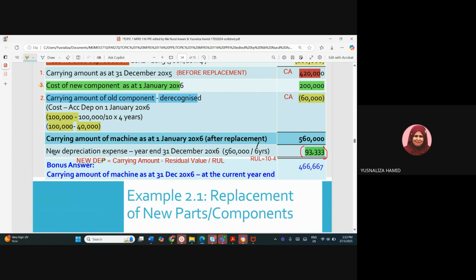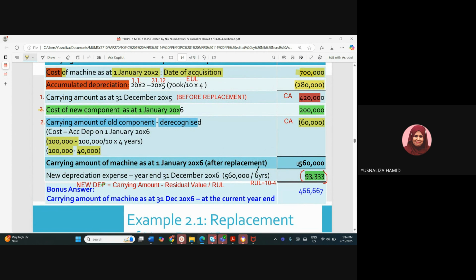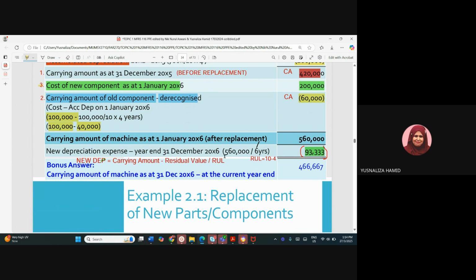So how do you calculate the depreciation? There will be a new depreciation to be recalculated, for the first year after replacement, 31st December X6. It is no longer based on the cost, but it will be based on the carrying amount. So you will take the carrying amount after the replacement, 560,000, and divide it by the remaining useful life. However, if you have residual value, it will be the carrying amount, 560, minus any residual value. Let's say residual value is 3,000, for example, you will remove that and divide by remaining useful life.